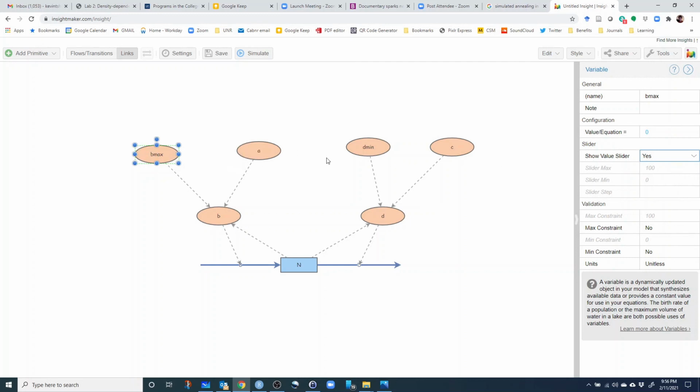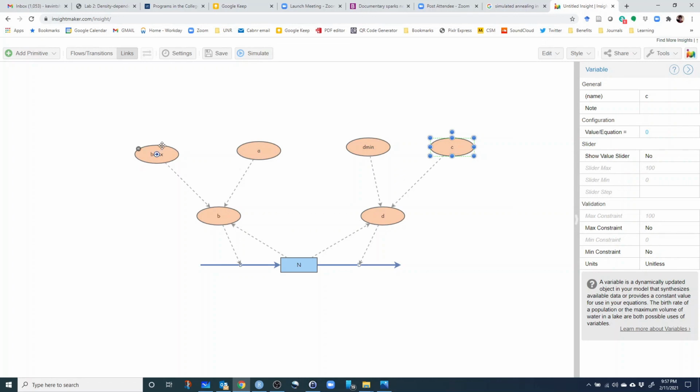I would add slider bars on these parameters if you wanted to play around with the different constants here. These are the constants in the model: maximum birth rate, parameter A; minimum death rate, parameter C. I'm not going to put slider bars on them right now because you know how to do that.